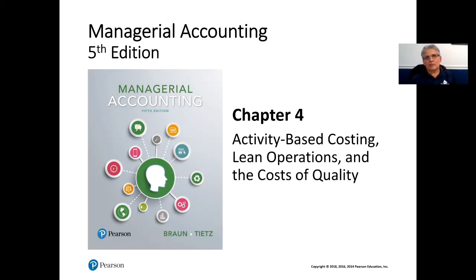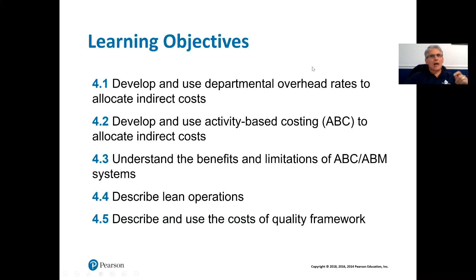This week's video is on Chapter 4, Activity-Based Costing, Lean Operations, and Costs of Quality. Our learning objectives are 4.1, develop and use departmental overhead rates to allocate indirect costs. 4.2, develop and use activity-based costing, ABC, to allocate indirect costs. 4.3, understand the benefits and limitations of ABC and ABM systems. 4.4, describe lean operations. 4.5, describe and use the costs of quality framework.